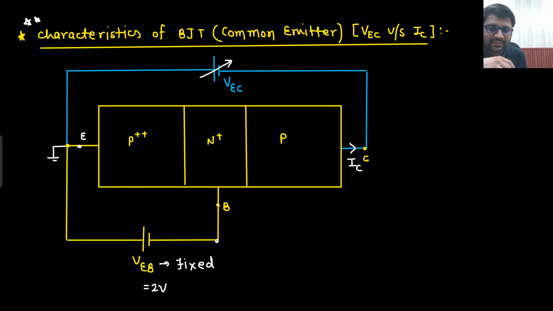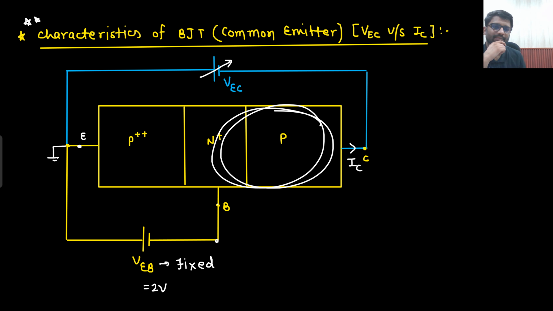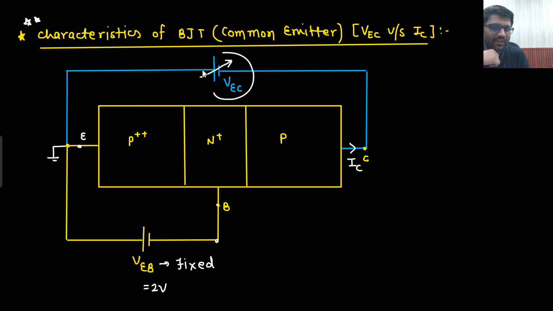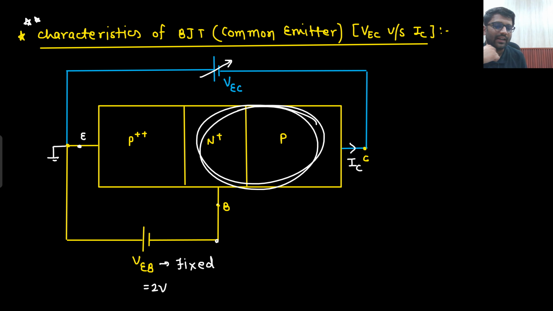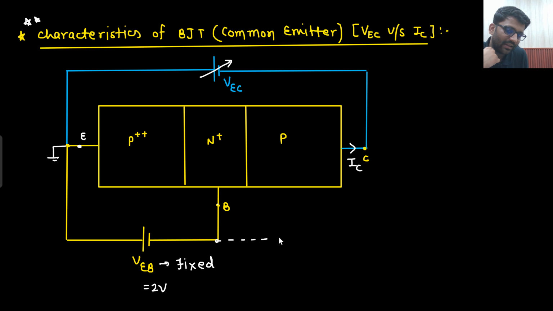Now this VEC potential would decide whether this junction is forward biased or reverse biased. Here I am not applying any battery, right? No battery has been applied here. But because of the VEC potential, something would happen.